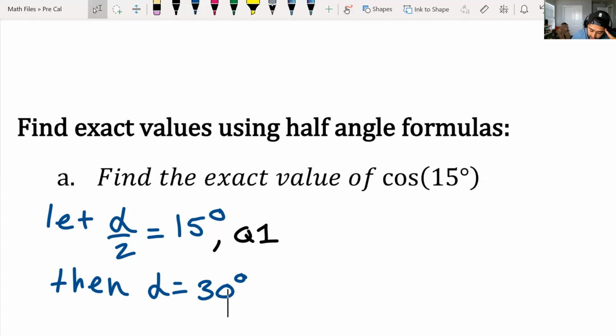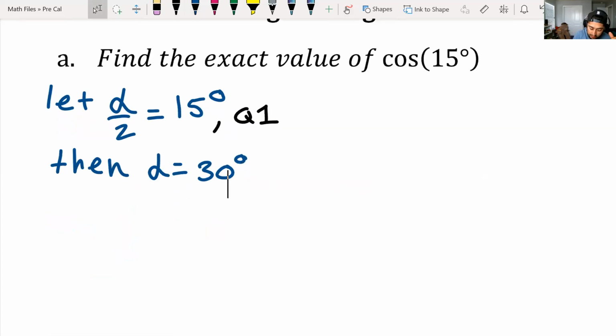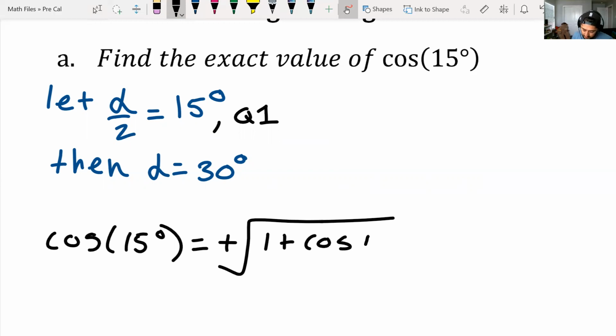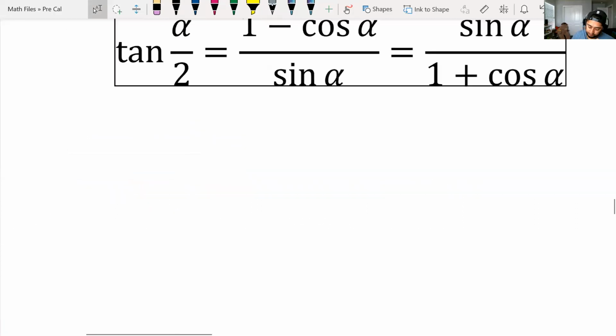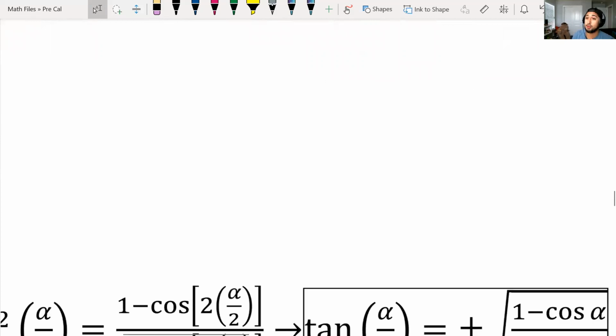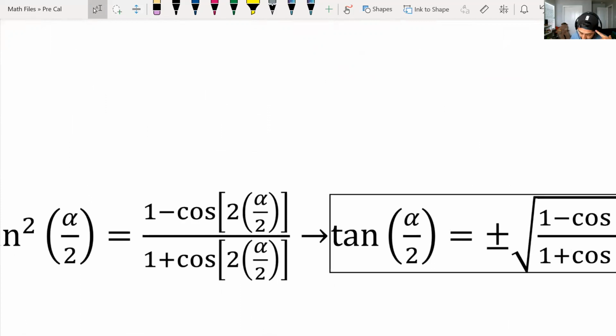Okay, so we save this information, and now we come back to what it was asking. It says, what is the cosine of 15 degrees? And since 15 degrees is in the first quadrant, we will use the positive square root of 1 plus cosine alpha over 2, because that is the formula for cosine of alpha over 2, plus or minus the square root of 1 plus cosine alpha over 2. We're only using the plus because we're in quadrant 1, where cosine is positive.